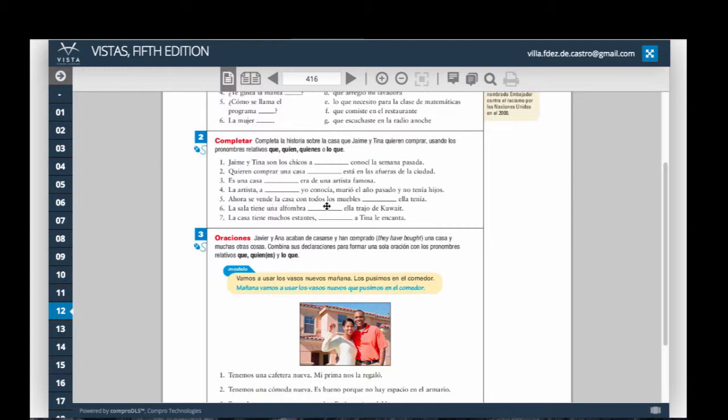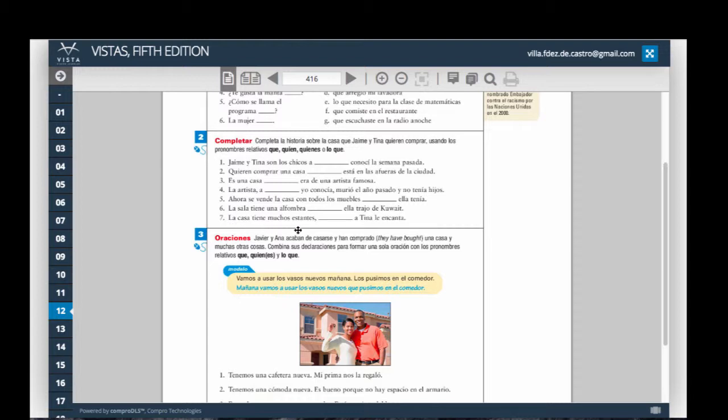Ahora se vende la casa con todos los muebles que ella tenía. So this que is referring to muebles. So in that case, because it's the thing, we're going to use que. La sala tiene una alfombra que ella trajo de Kuwait. This que is referring to alfombra, which is a thing and is singular. So we're going to use que.